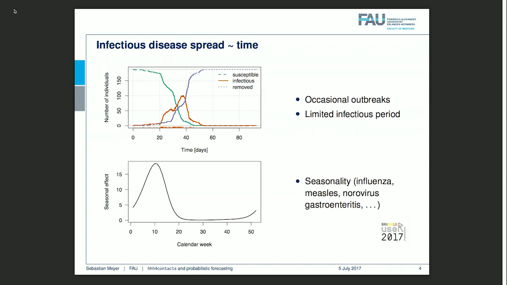And another aspect of time is seasonality. Many infectious diseases occur mainly in winter, like influenza and also norovirus. So there's some kind of seasonal effect within the year.